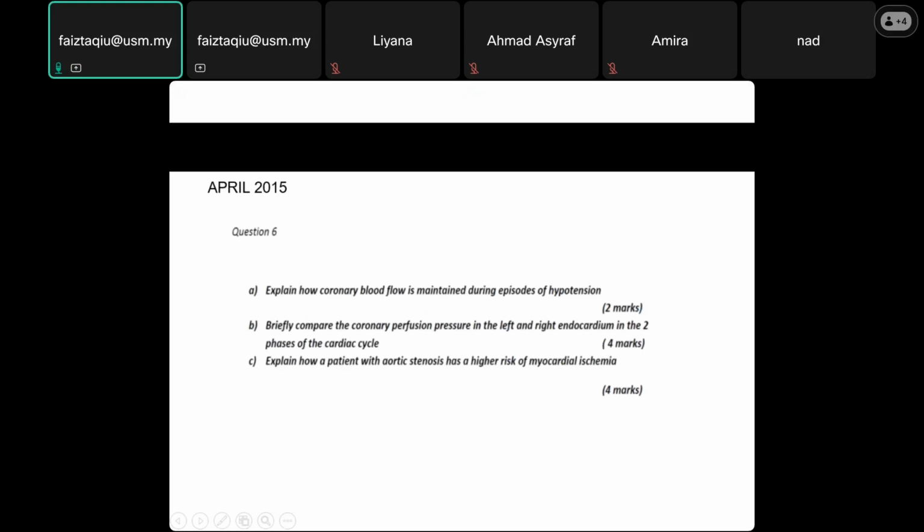Okay, last one is April 2015. Question 6A: explain how coronary blood flow is maintained during episodes of hypotension. B: briefly compare the coronary perfusion pressure in the left and right endocardium in the two phases of the cardiac cycle. C: explain how a patient with aortic stenosis has a higher risk of MI. This is a bit clinical and applied.